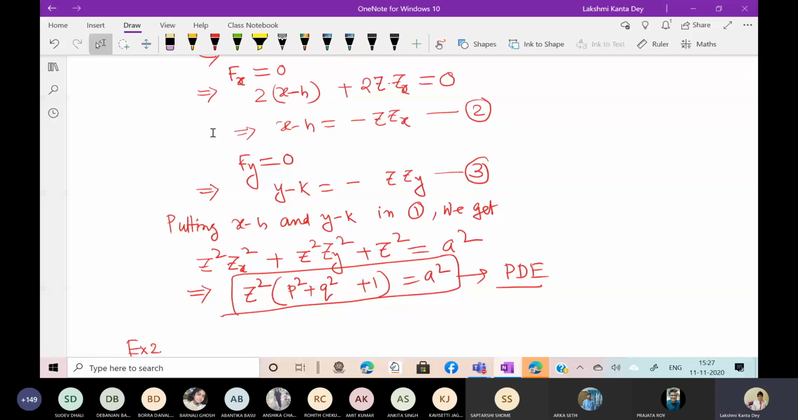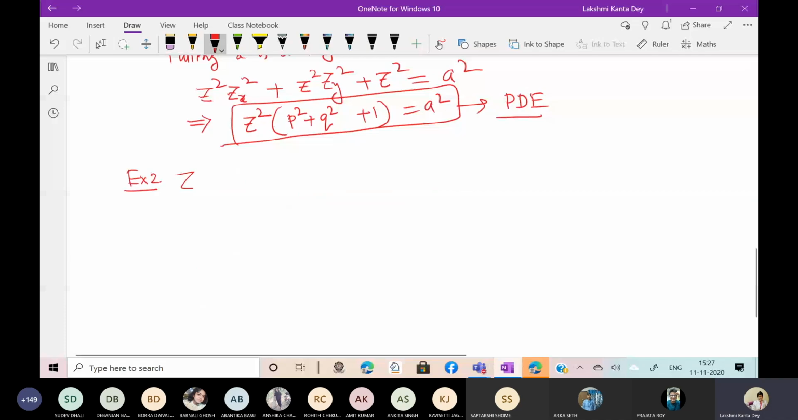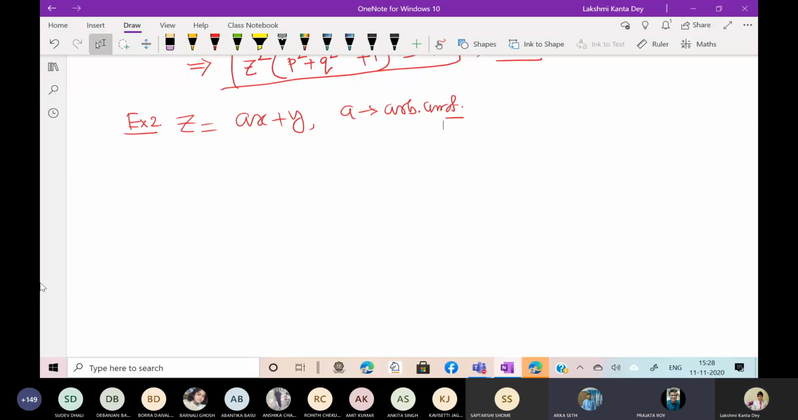If your question is like this, z is equal to a x plus y, where a is an arbitrary constant, can you form a partial differential equation? Yes, it will be possible, but since there are two independent variables and only one arbitrary constant, it means n is greater than m, so it won't be unique. So we can find two possibilities.